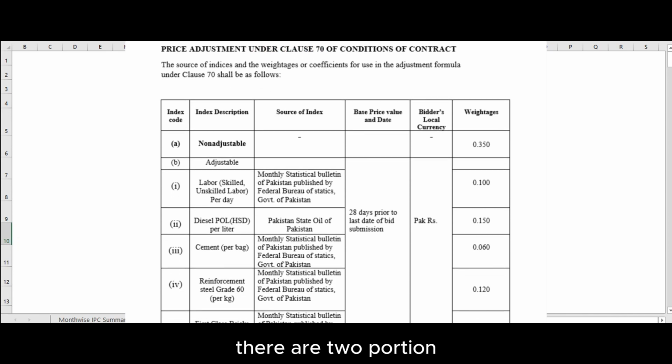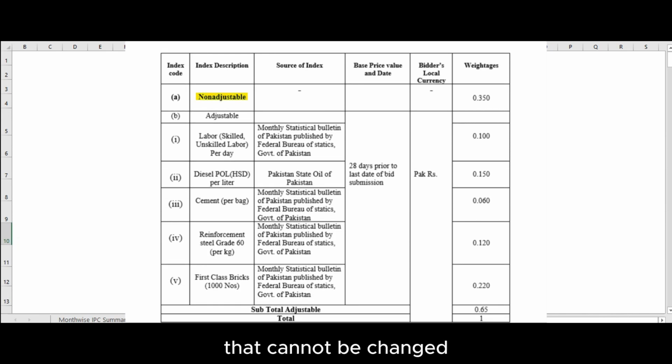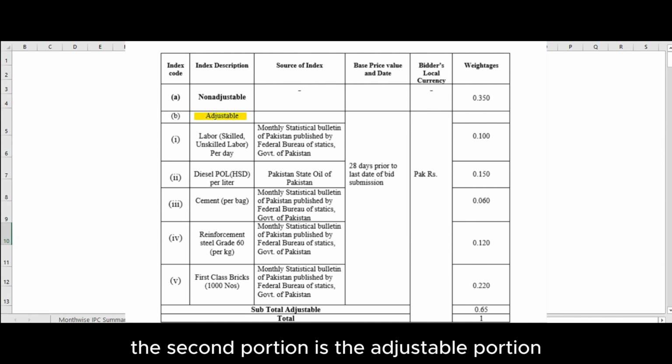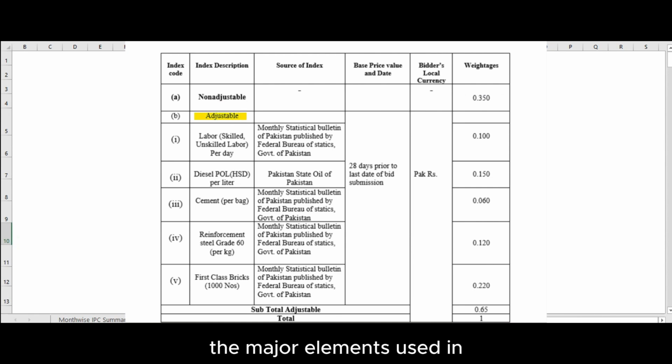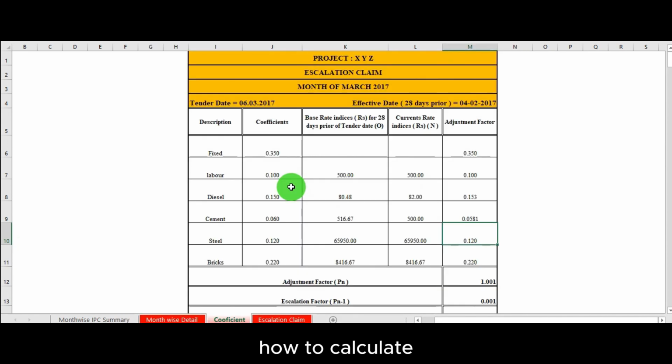There are two portions. The first one is the fixed portion that cannot be changed and remains constant. In our case, it is 0.350, but it can vary. The second portion is the adjustable portion, which includes the major elements used in the construction according to the nature of construction. How to calculate the weightages of elements will be covered in another video. In case you are interested in learning that, I'll provide detailed guidance. However, the client will furnish these weightages.